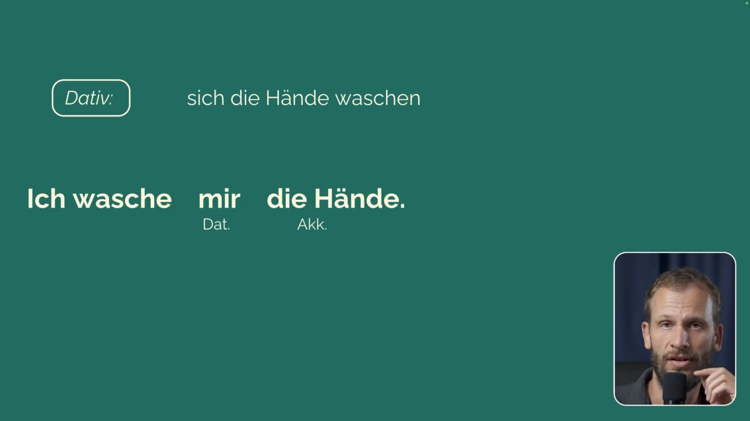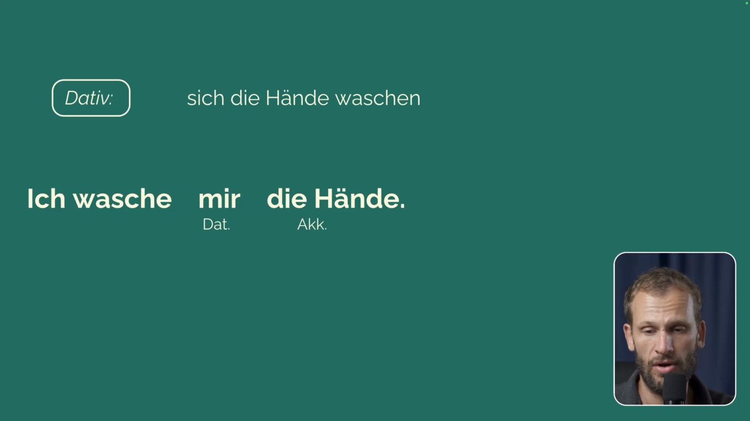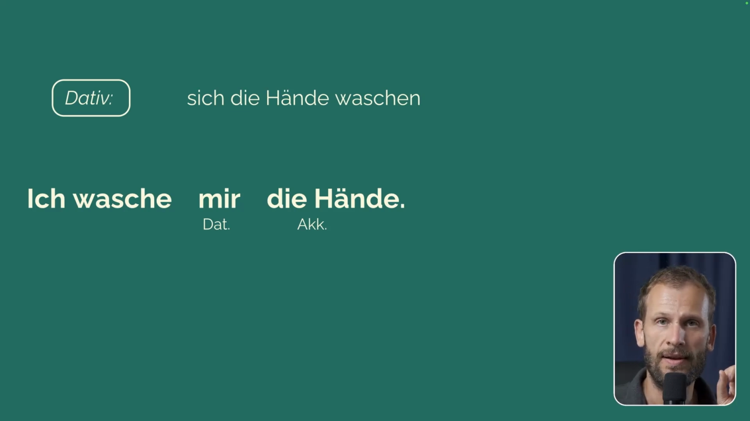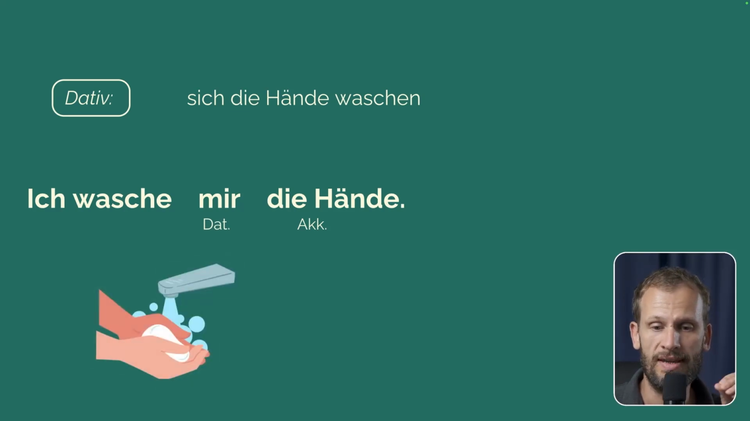In our scenario, it's reflexive, but the same applies to non-reflexive verbs, something like ich zeige dir mein Haus. I'm showing my house to you. So one thing is a thing, usually accusative, and the other thing is a person in the dative case. And in this case, it's reflexive because it's the same person that we have in the subject. Ich wasche mir die Hände. Du wäschst dir die Hände.